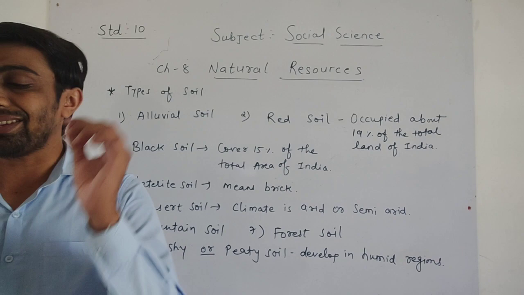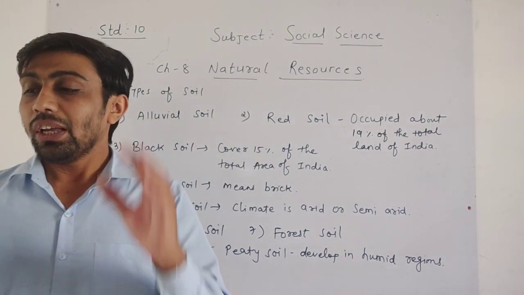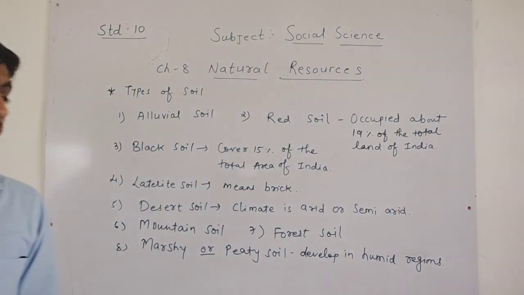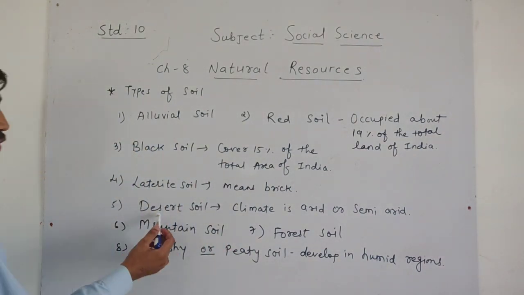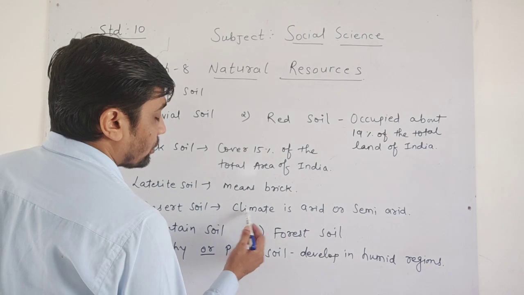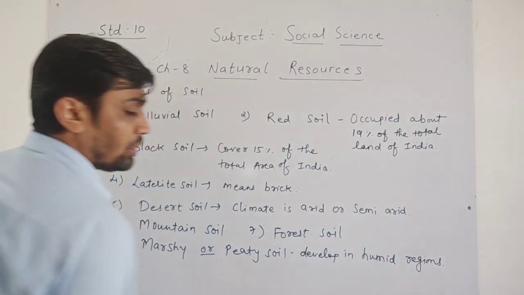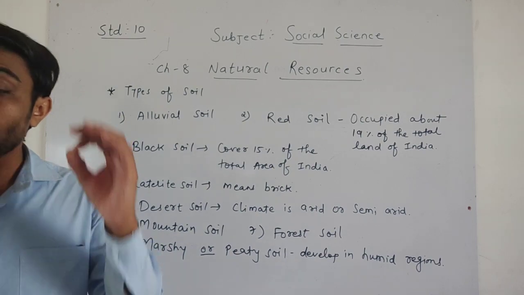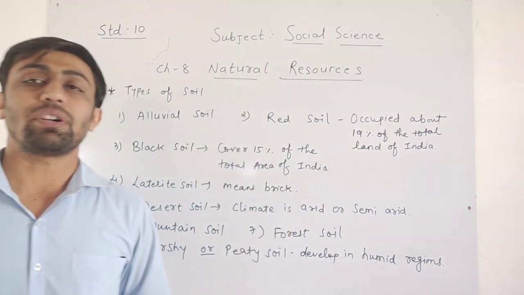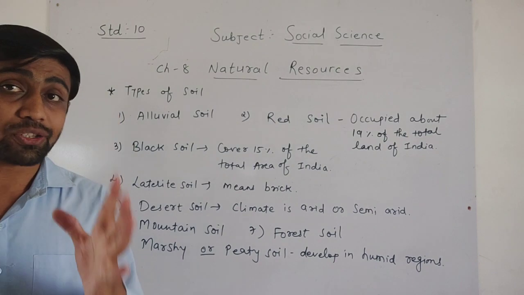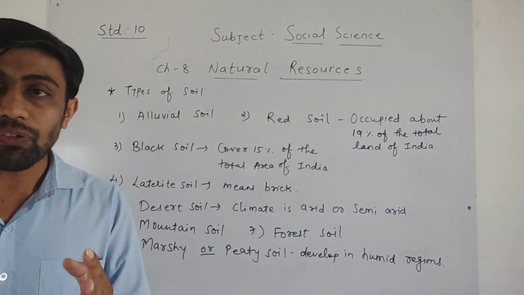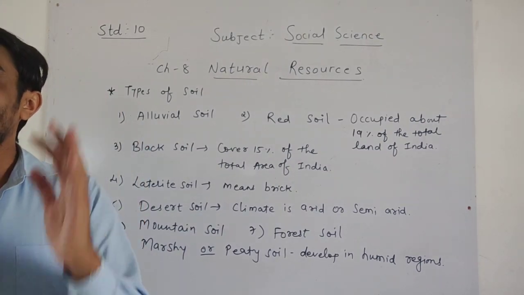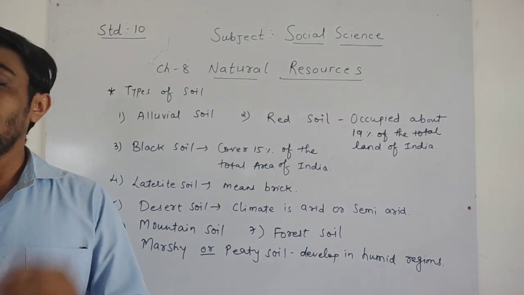Desert soil means this type of soil is seen in areas where the climate is arid or semi-arid. Because of that, the soil is sandy as well as infertile. Dear children, you know very well that desert soil is infertile as well as sandy, and it contains more dissolved minerals.